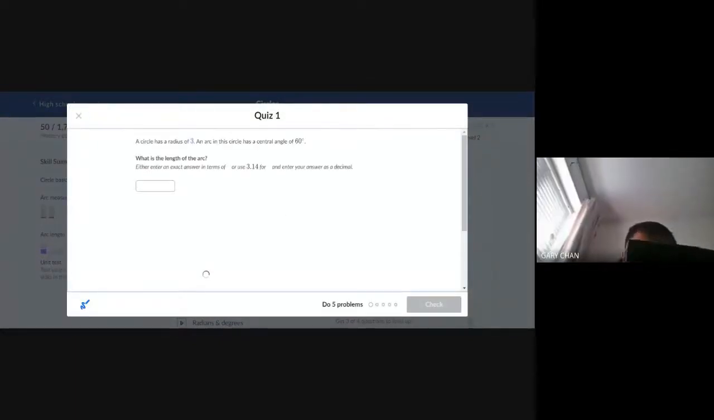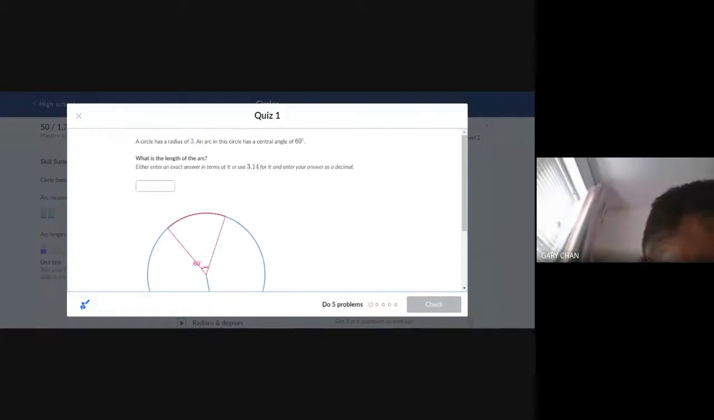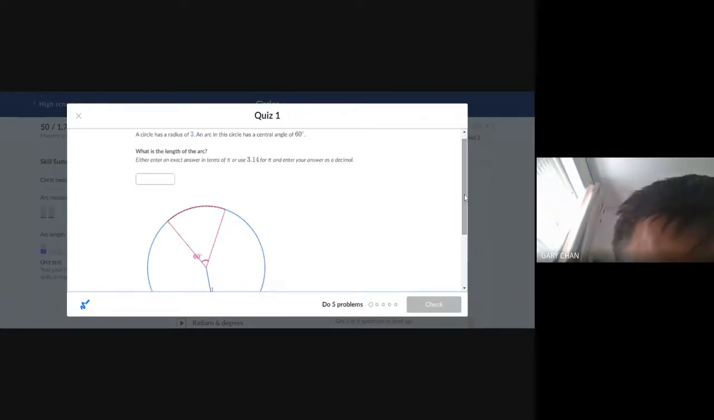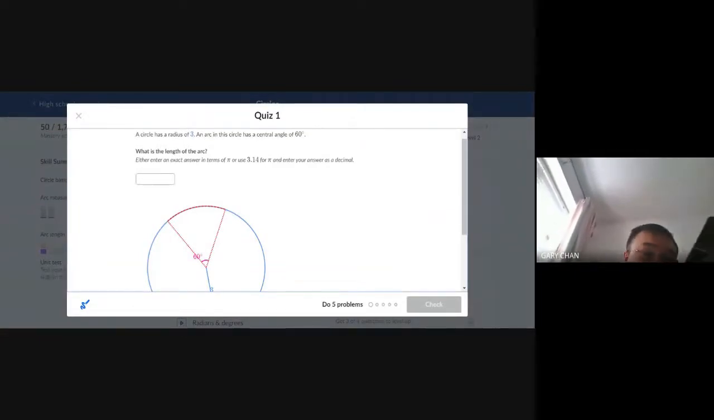Okay, so it says here in the problem that you have a circle with a radius of 3. An arc in the circle has a central angle of 60. What is the length of the arc? So the central angle is 60 degrees and the radius is 3. Now we need to find out what is the length of the arc. Again, don't do anything. I'm just going to present my screen. Okay, here we are.